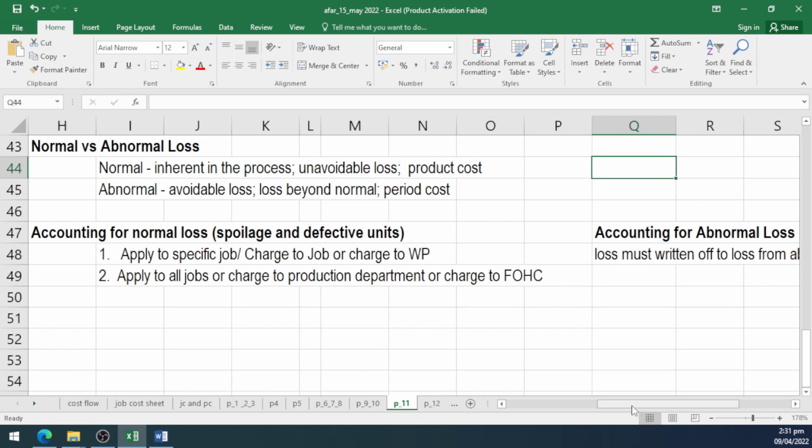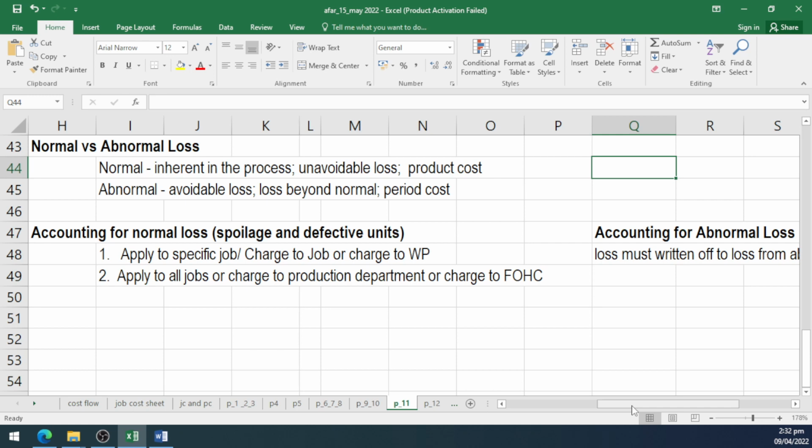So, ang sasabihin dyan sa problem, pwedeng ganito. The overhead rate does not include allowance for rework or allowance for spoilage. Ang ibig sabihin nun, apply to specific job. Kung saan nangyari lang yung loss, yun lang ang i-charge.